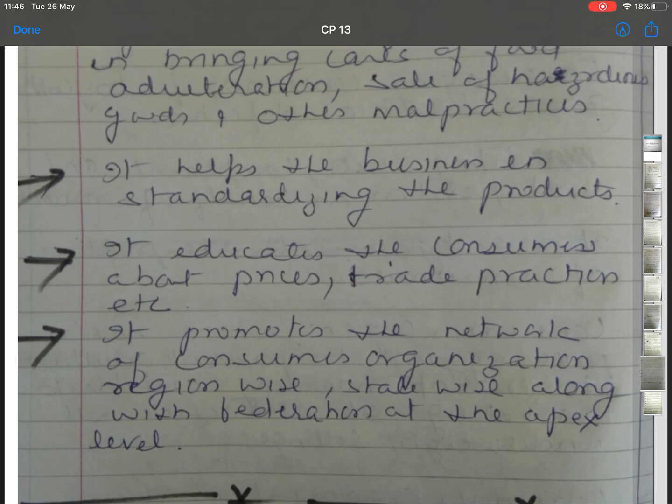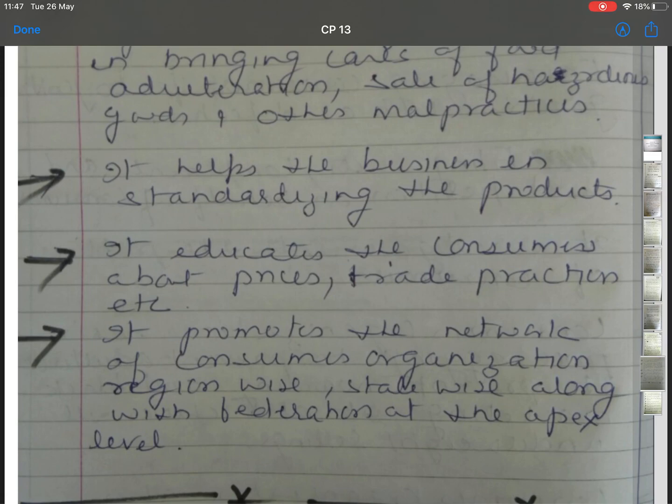Then the next challenge is lack of funds. Consumer organizations do not accept assistance from industry or business. However, the government provides grants to consumer organizations, but still consumer organizations have to follow the same guidelines prepared to receive the financial assistance from the government. In such cases, the consumer organizations have to face many bureaucratic problems for getting that grant from the government.